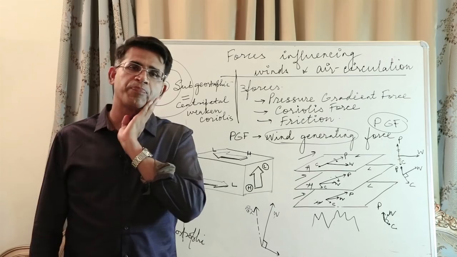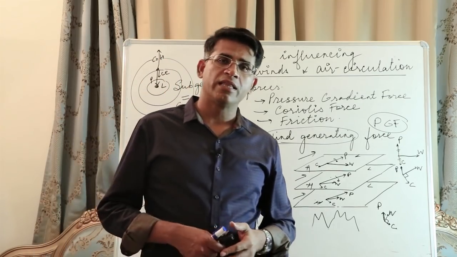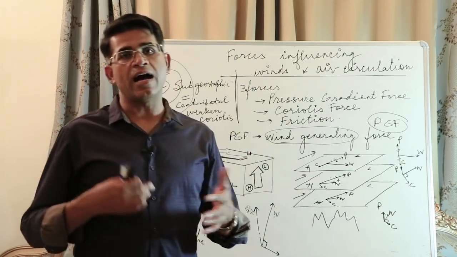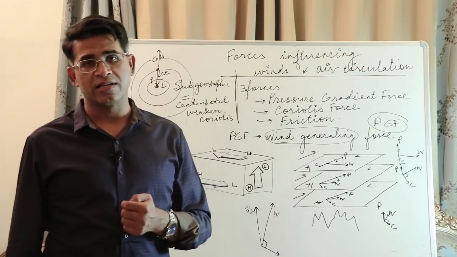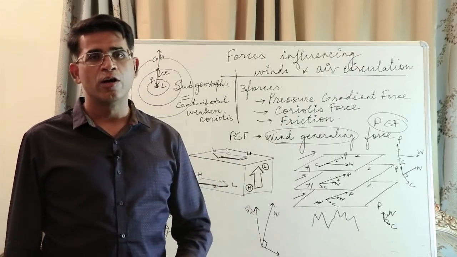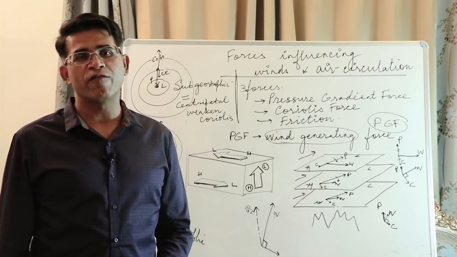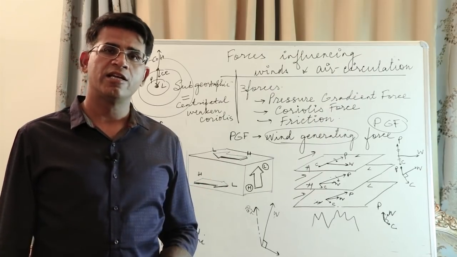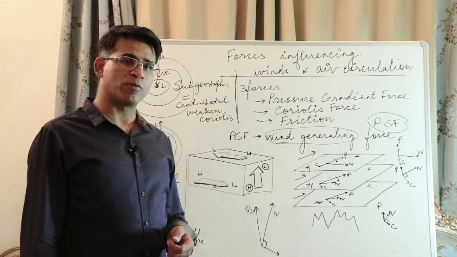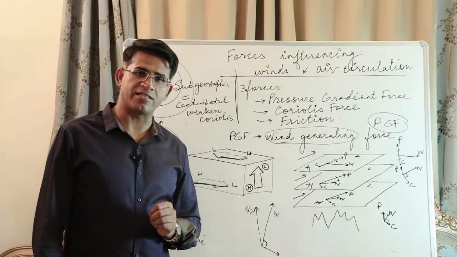So some of you would know this, that this is what creates the upper tropospheric winds. And everywhere the winds move along the latitudes from west towards east. We call them upper tropospheric westerlies.